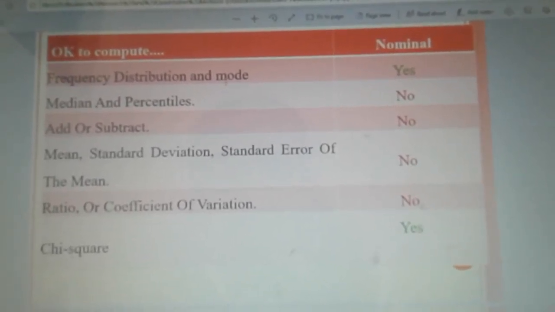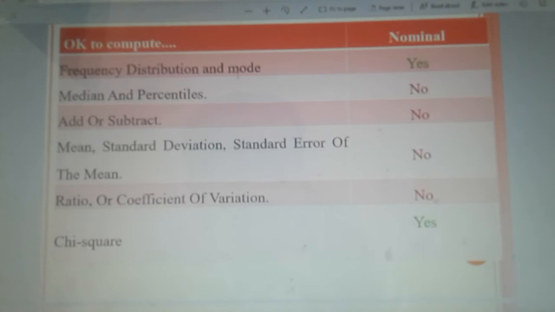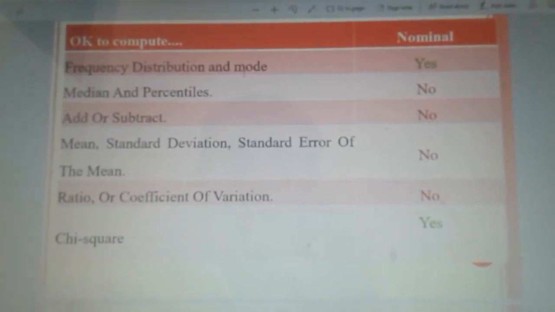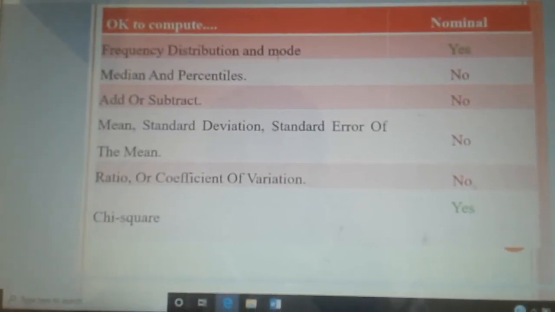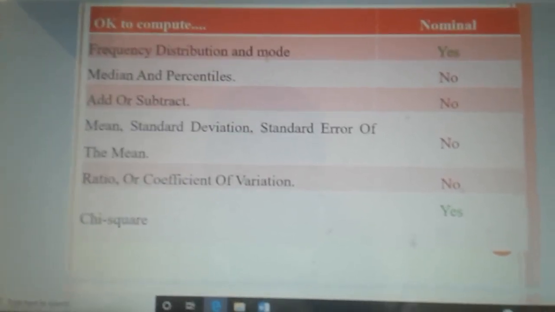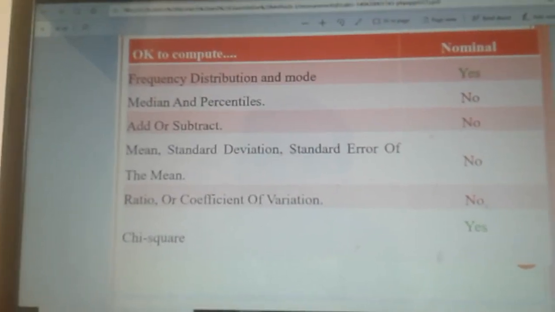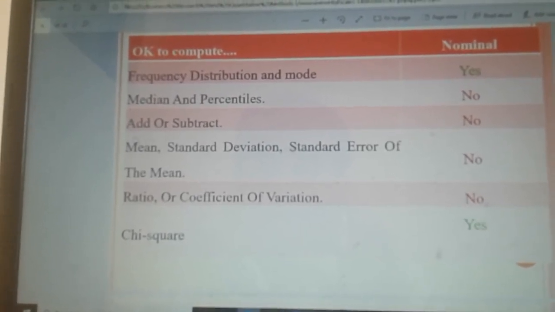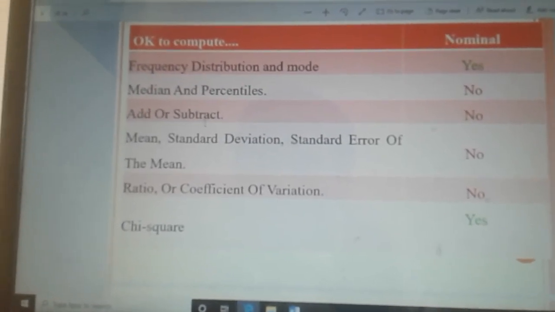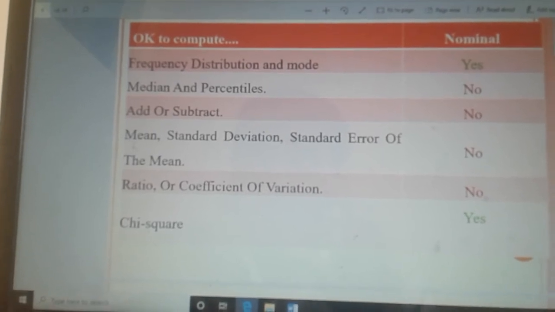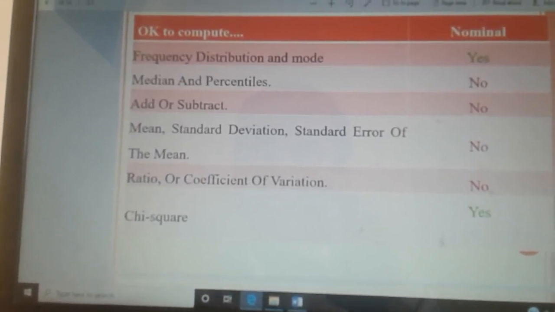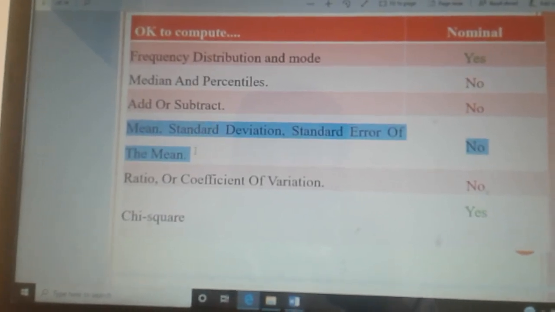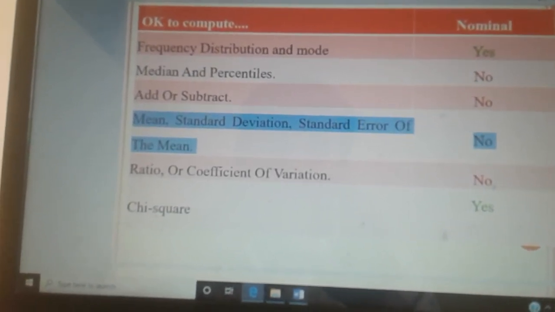What is mode? Mode is nothing but the highest among all the categories. Out of all the four categories, or out of the different categories of the respondents, we can identify which is the highest. But we cannot calculate median or percentile, and we cannot add or subtract. We cannot calculate average or standard deviation. All these things are not possible with nominal scales. I hope this is clear to you.